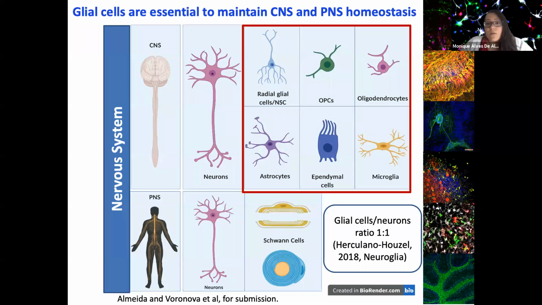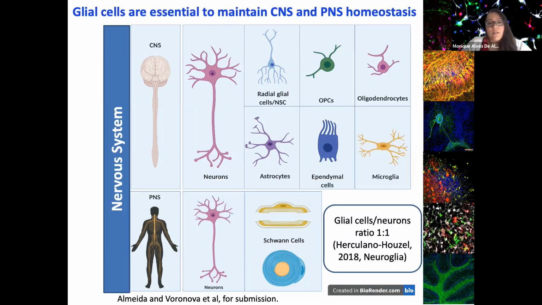Glial cells are also known as neuroglia, and they were thought of as the supporting cells of the nervous system. However, recent evidence shows that they not only support neurons, but they also protect and are actively engaged in brain homeostasis. So in the CNS, glial cells are a set of cells that display different functions.